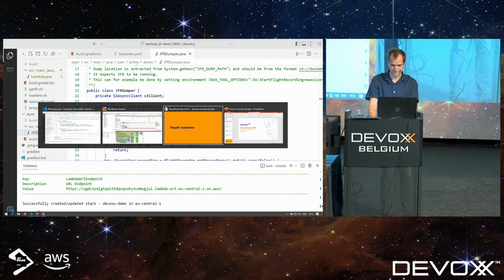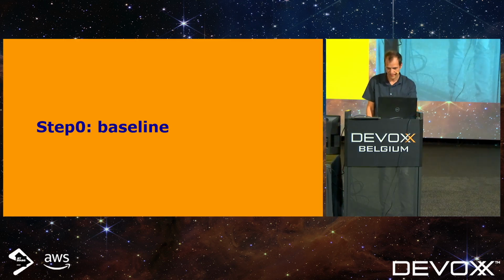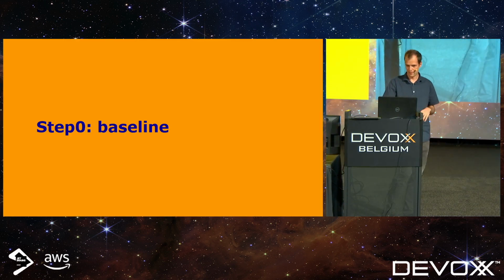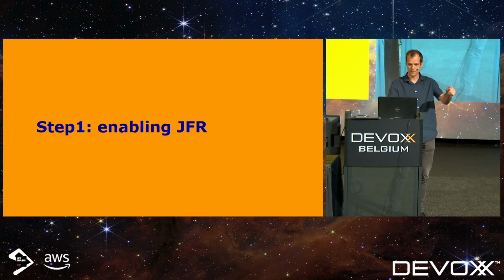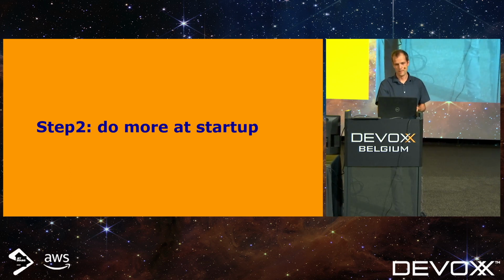So that was all my code and all my demo. Let's see if I forgot something. In 7 minutes, and then I still have a few minutes for questions. I hope I wasn't too fast. So I start with the baseline. I enable JFR with a JFR dumper and a request parameter.